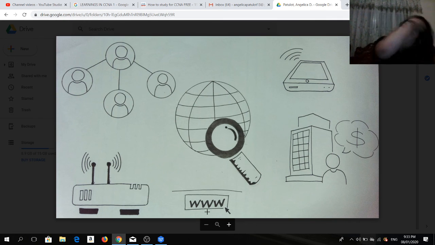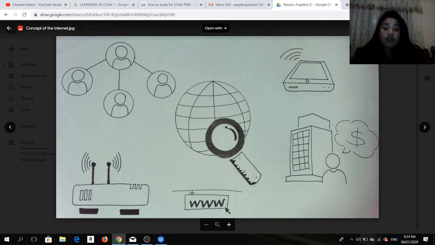Then this illustration shows the URL or link by which the user can search. Uniform resource locator, colloquially termed a web address, is a reference to a web resource that specifies its location on a computer network and a mechanism for retrieving it.